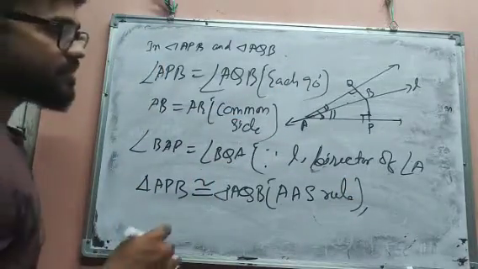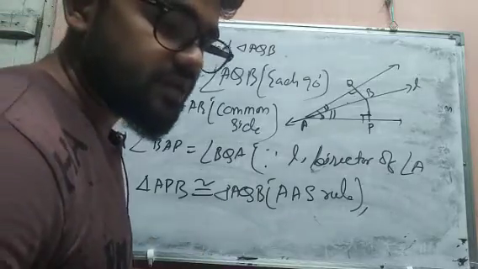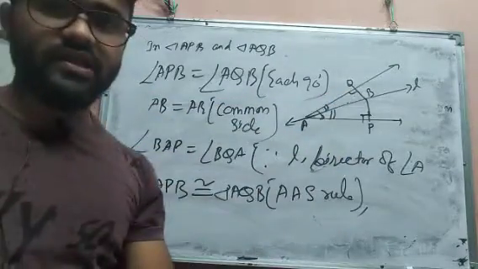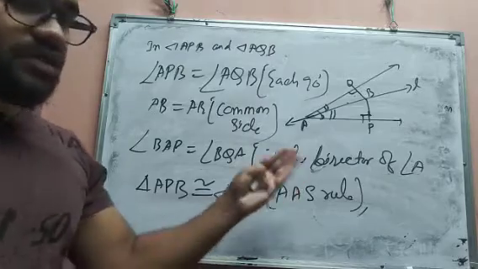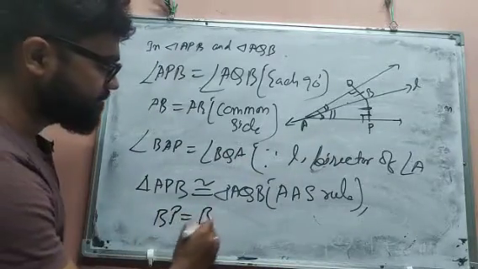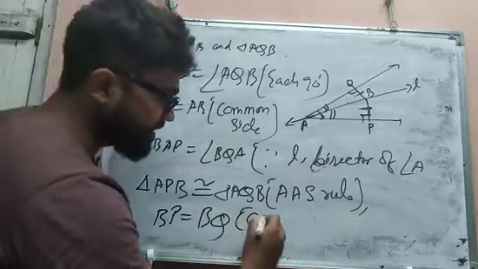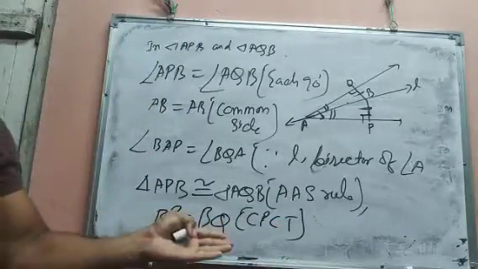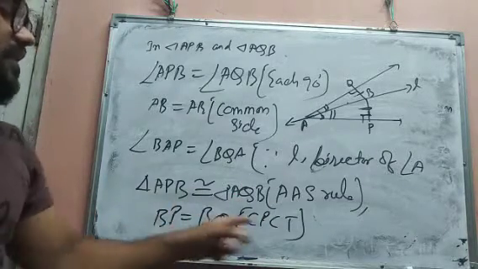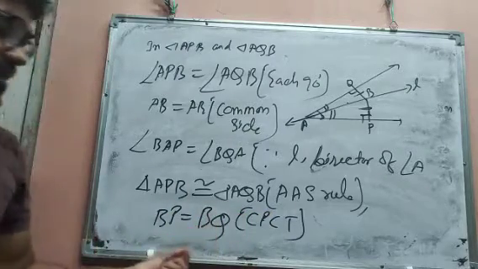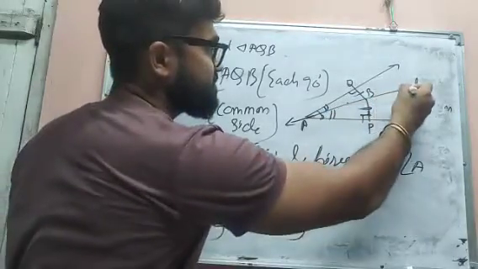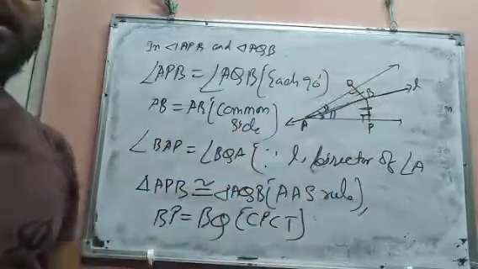Okay, secondly, we are asked whether BP and BQ are equidistant from the arms of angle A. Since these two triangles are congruent, we can say BP equals BQ by CPCT, corresponding parts of congruent triangles. So we can say that BP and BQ are equidistant from the arms of angle A. From this arm, BP and BQ are at equal distance.